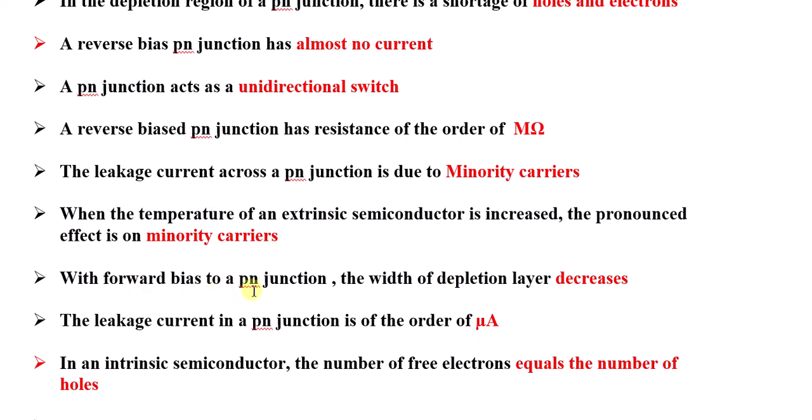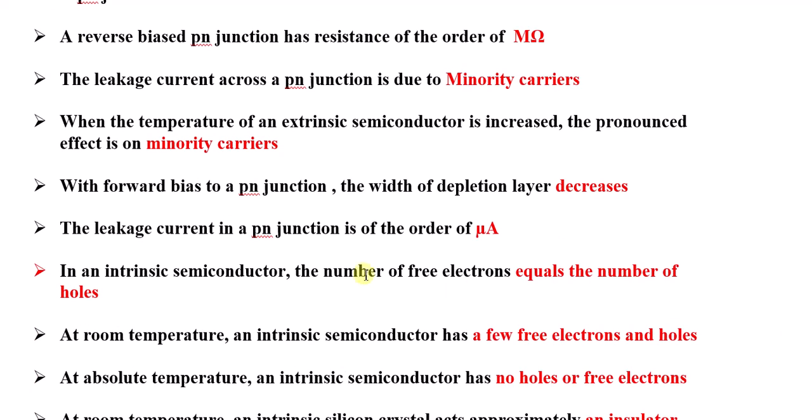With forward bias to a PN junction, the width of the depletion region or layer decreases. This we already discussed. The leakage current in a PN junction diode is of the order of microamperes. This is very important. As I already told you, leakage current is due to minority carriers. It is a small current, and small means definitely very less, so we can guess the answer is microamperes. Micro means 10 raised to minus 6, which is very small.